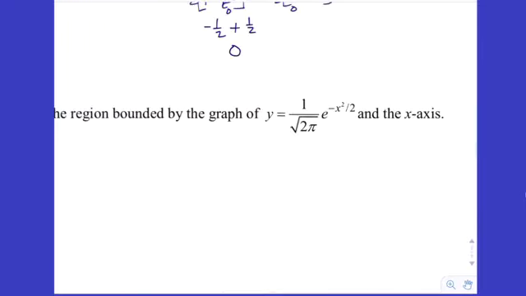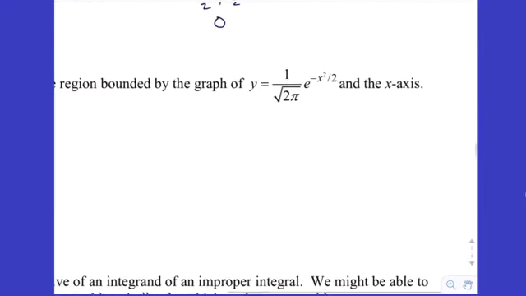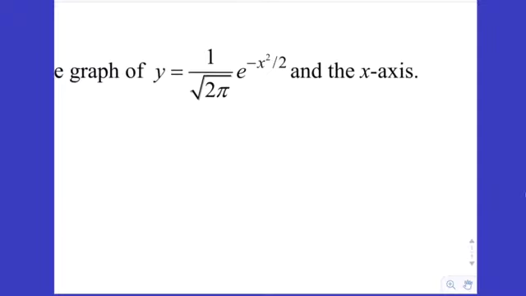Okay, calculator permitted. Find the area of the region bounded by this graph and the x-axis. All right, this graph is what? Even, odd, or neither? It's even, right? There's only one x in it, squared, so positive or negatives are going to be the same.